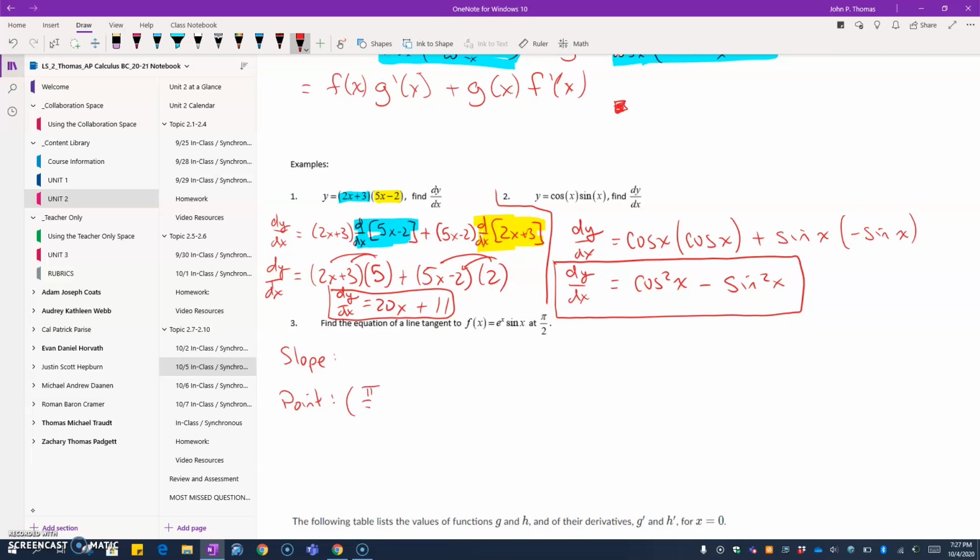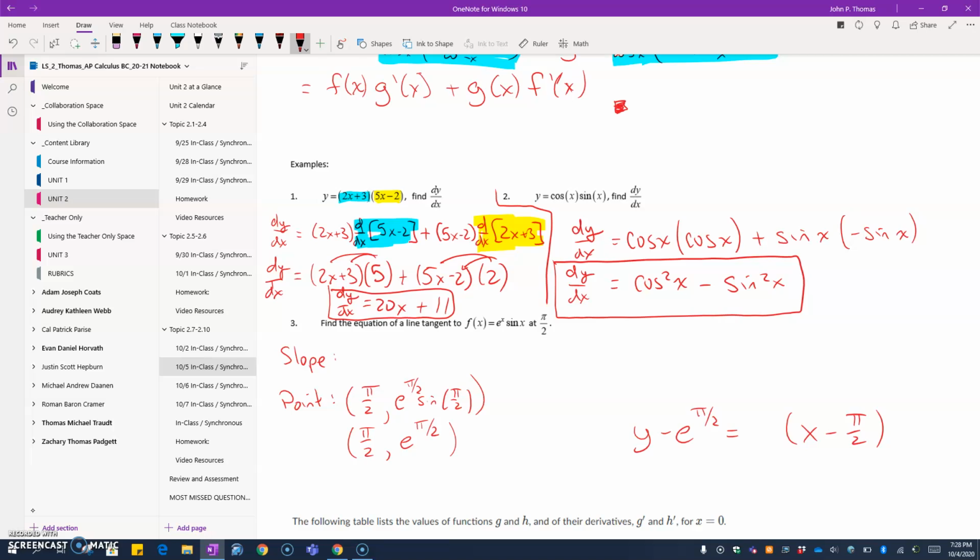So that's our pi over 2, comma, and then we plug that in. So it's e to the pi over 2 times sine of pi over 2. All right, sine of pi over 2 is 1. So we're at pi over 2, comma, e to the pi over 2. All right, so our point's done. So if we come over here, we can think y minus e to the pi over 2 equals something times x minus pi over 2.